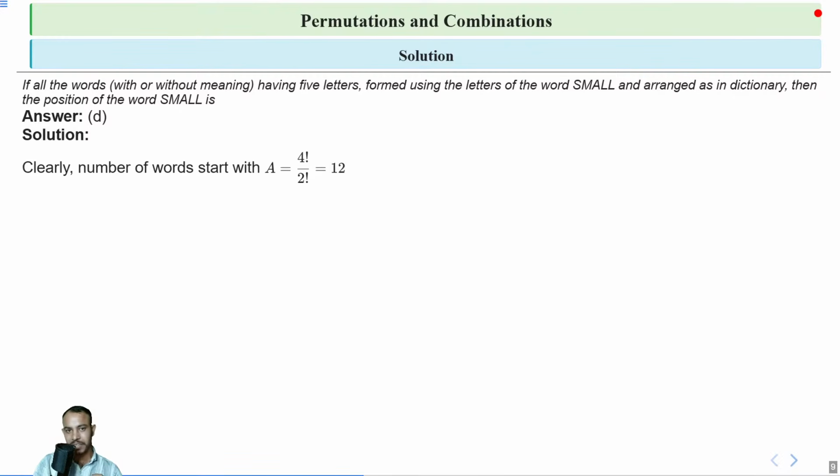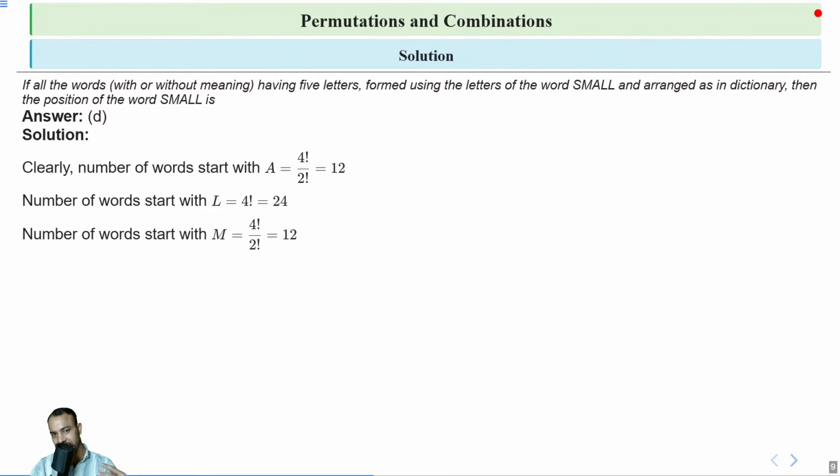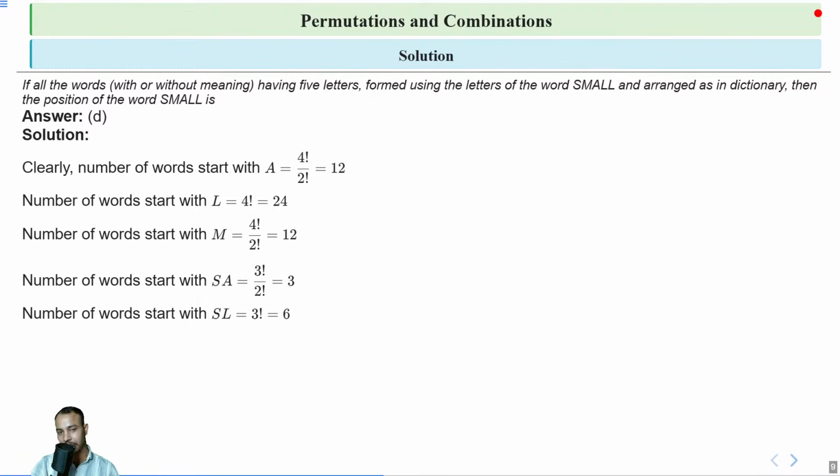Clearly you can see the number of words starting with A is factorial 4 divided by factorial 2, which is 12. The number of words starting with L is factorial 4, which equals 24. The number of words starting with M is factorial 4 divided by factorial 2, equals 12. The number of words starting with SA equals factorial 3 divided by factorial 2, equals 3. And the number of words starting with SL equals factorial 3, equals 6.